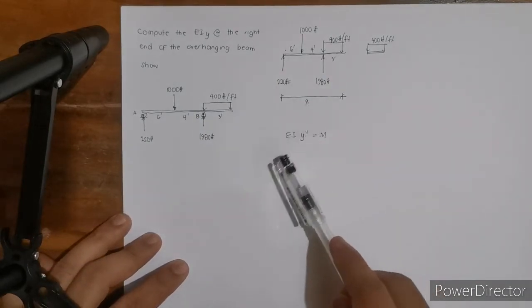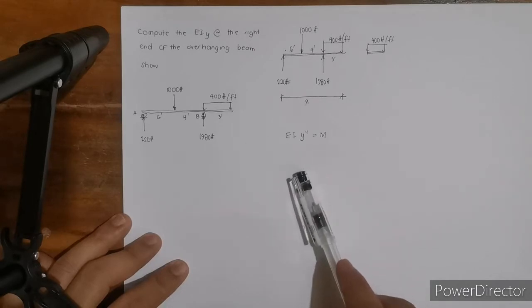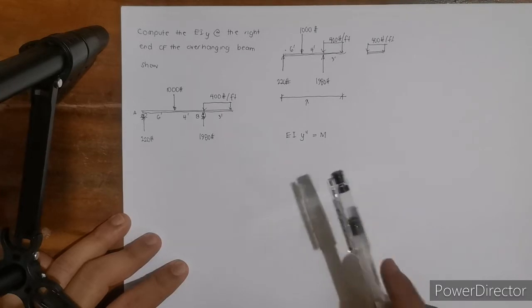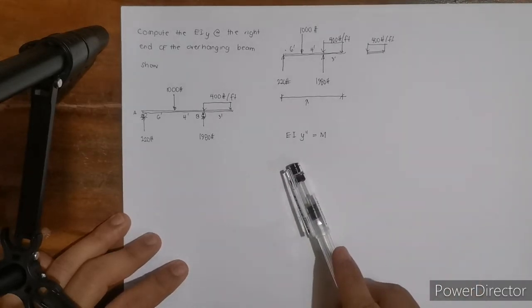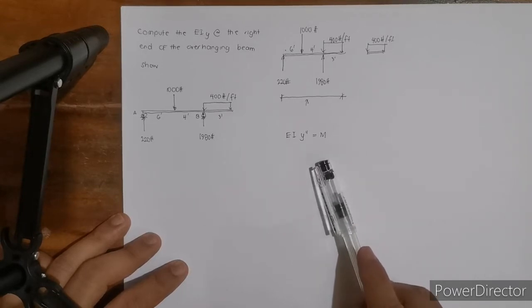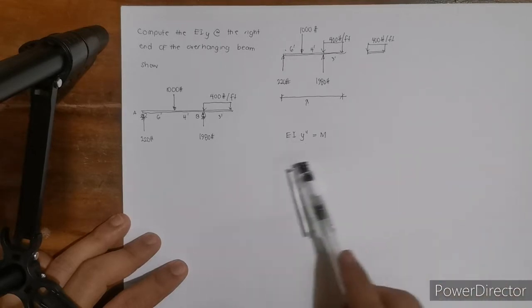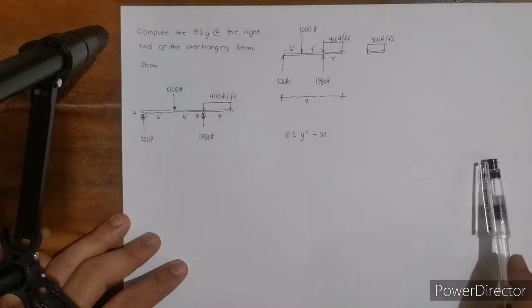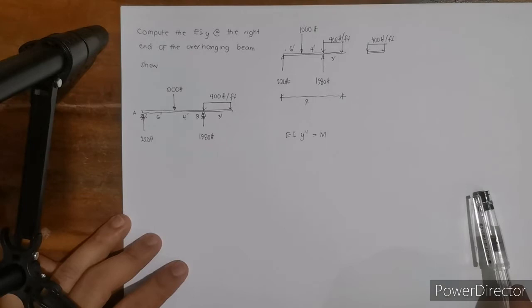dalawang beses lang po tayong mag-integrate. Dahil pag integrate natin si y double prime, y prime yun. Pag integrate natin si y prime, that is y. So, double integration. Yung y prime, sa mathematics, pag sinabing y prime, that is the slope. So, pag naging y prime yan, integrate natin yung moment, slope equation po yun. Susunod. Yung slope equation na y prime, pag integrate po natin y, yun yung deflection equation na tinatawag.